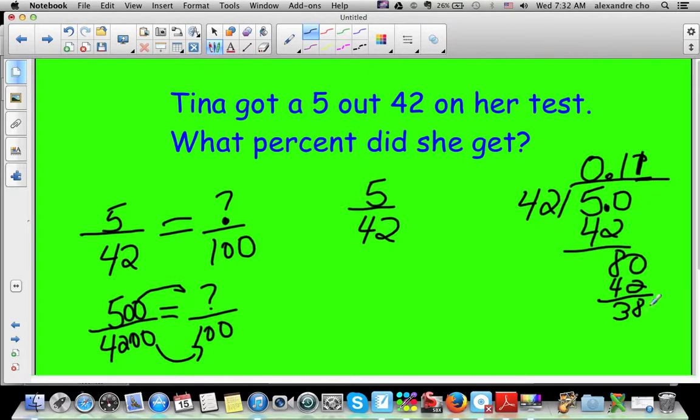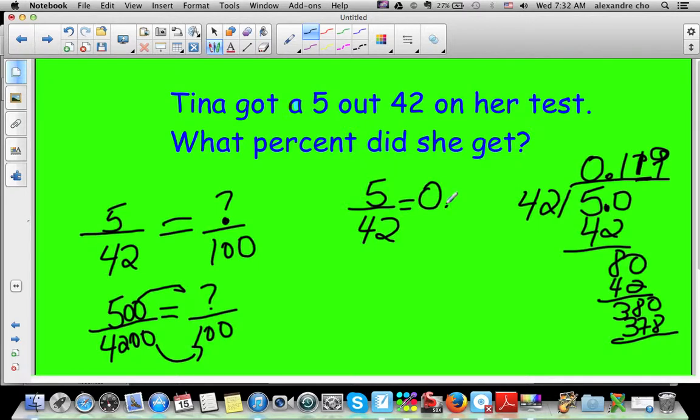And then 42 goes into 380. 42 times, I would say 8. No, 42 times 9. Yeah, it goes about 9 times. So I'm going to stop there, which is 378. By the way, there's no point of going further. So your decimal, okay, what percent did she get?